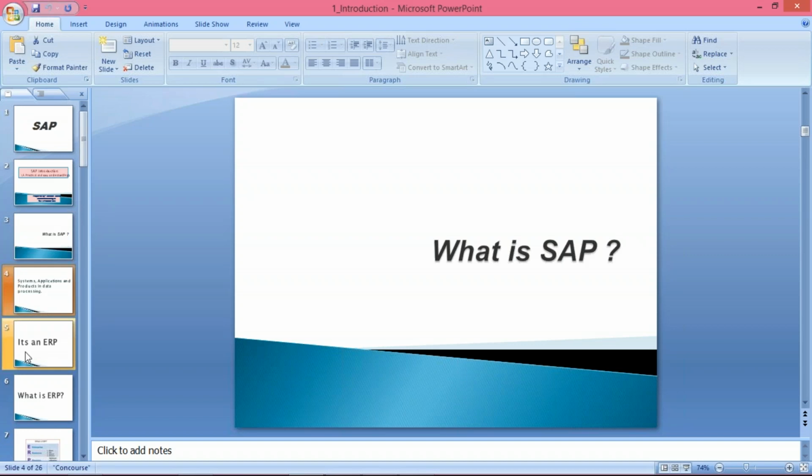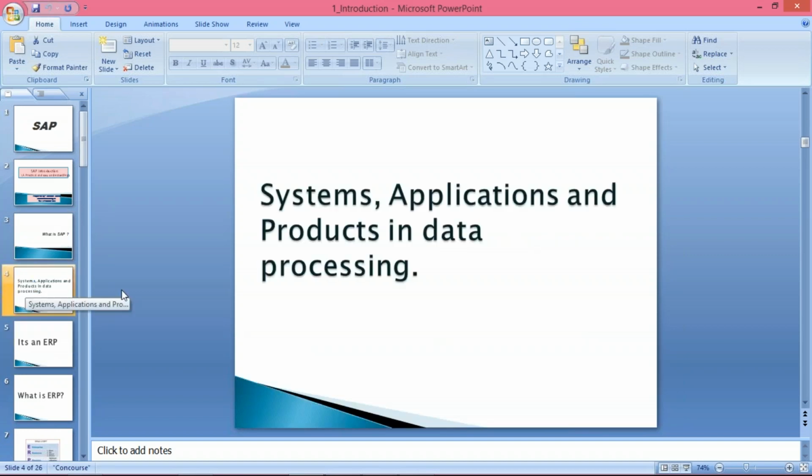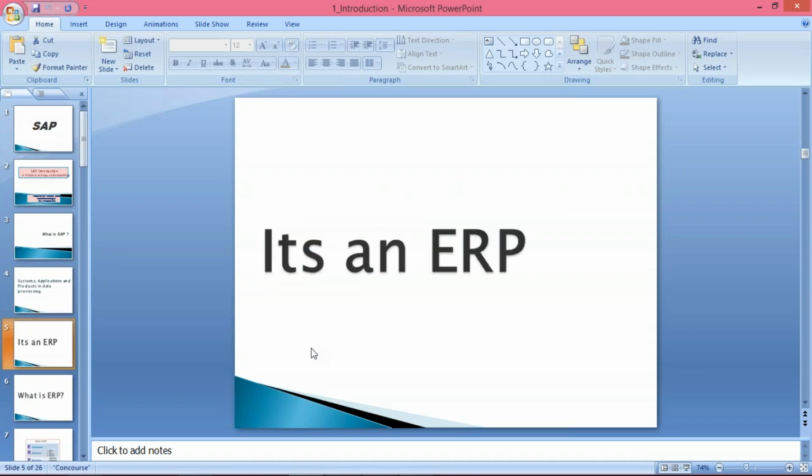Now look at the next slide, what it says. The next slide says systems, applications and products in data processing. Now, this is not a perfect answer. Why? Because this is just the full form of SAP. So the question still remains. So here is the answer: SAP is nothing but an ERP.